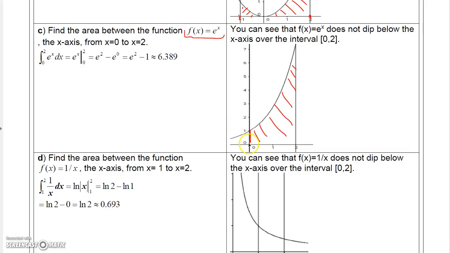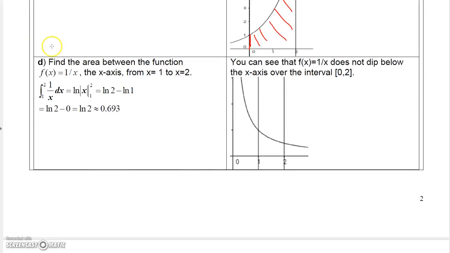Well, again, from 0 to 2, the graph never crosses the x-axis, so all I have to do is integrate from 0 to 2 e to the x. And when I do that, I get e to the x from 0 to 2, which is e squared minus e to the 0, which is e squared minus 1, so that area is about 6.389. The exact value is e squared minus 1.